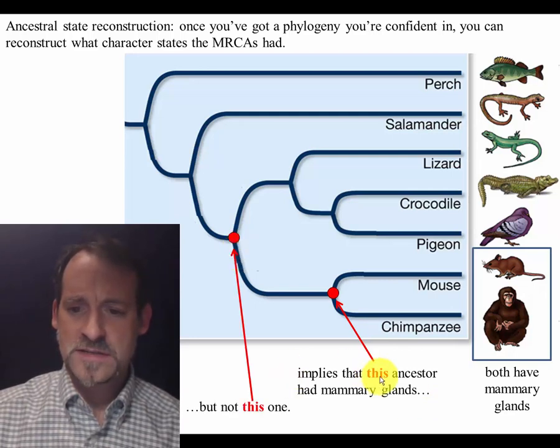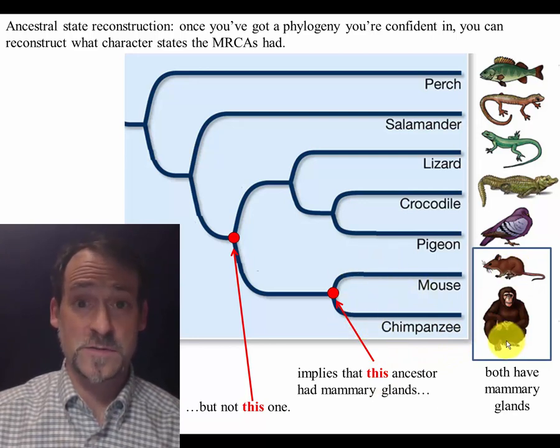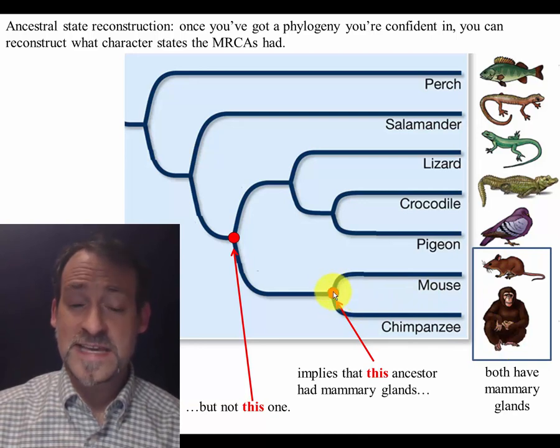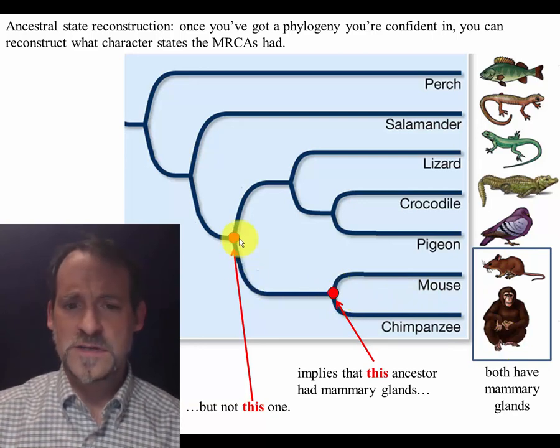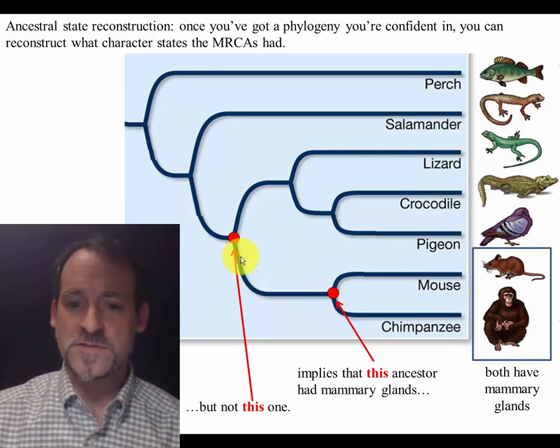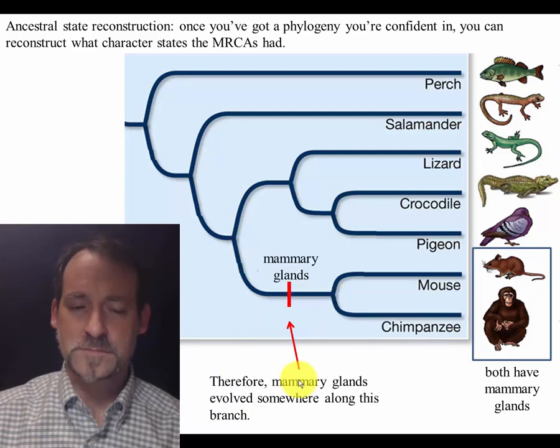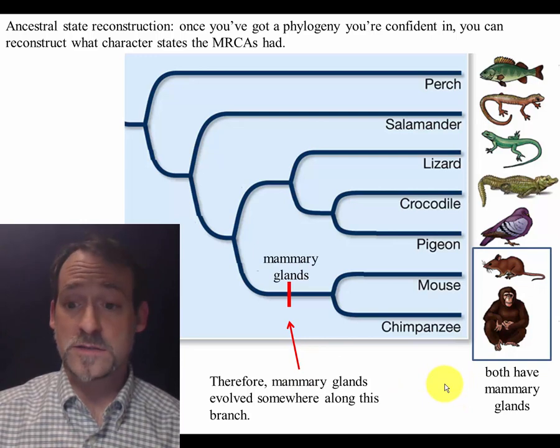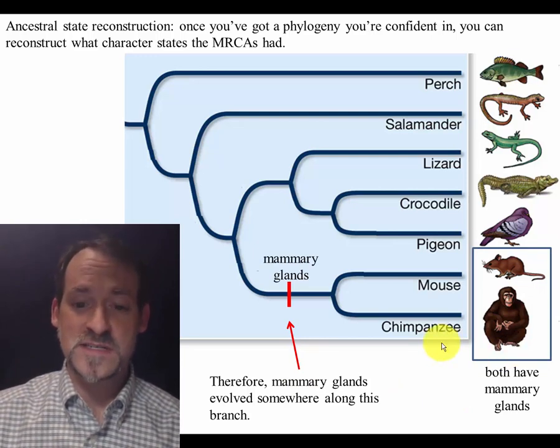Because if mammary glands evolved somewhere after this ancestor, you would expect only the mouse or only the chimpanzee to have them, right? So this was the latest that it could have evolved. If it had evolved somewhere back here, you'd expect all these species to have mammary glands too. So the most parsimonious reconstruction is that mammary glands evolved somewhere on this branch. Okay, you can go through and do that for any character that any of these species have.